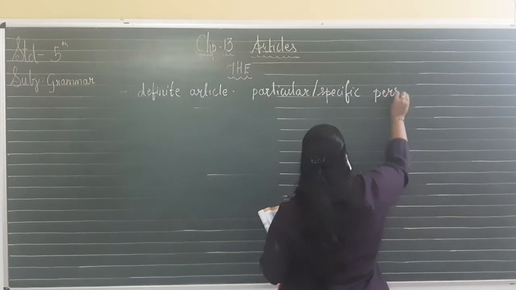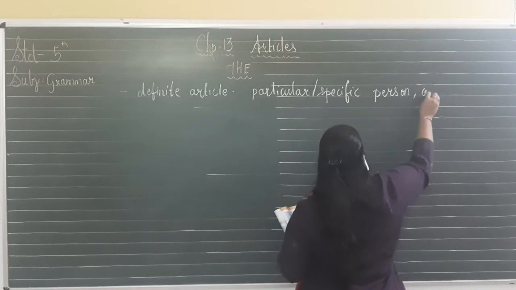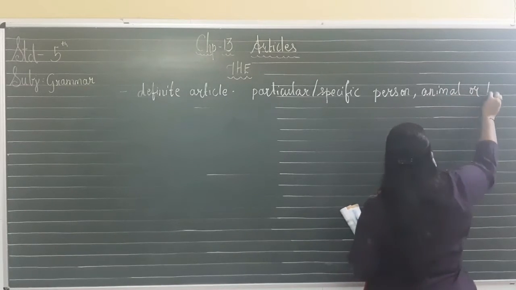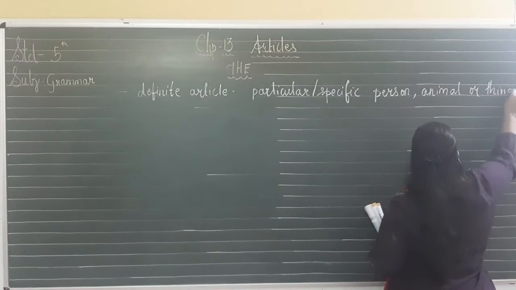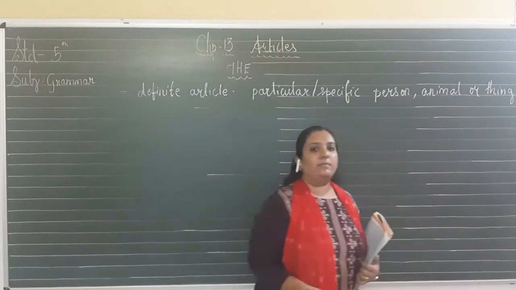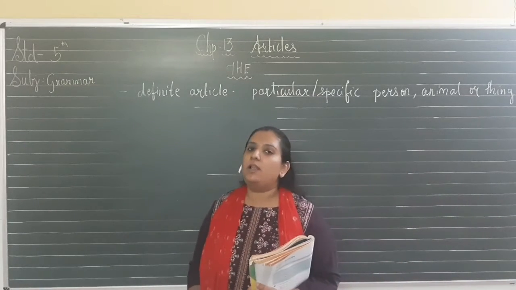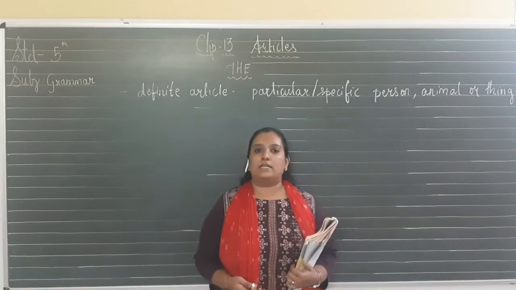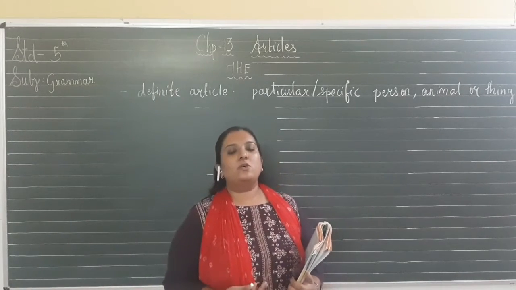person, animal or thing. Whenever we talk about a particular person, animal or thing, we use article the. Now there are different sets of rules for where we use article the. Now there are so many lists.